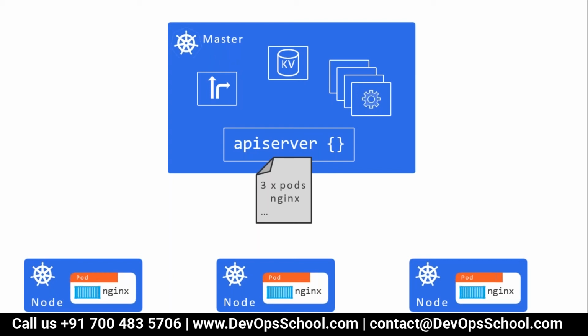Got it. How will this information get used? So let's say I have saved this information that I want 3 pods of Nginx. Now, what's the benefit of storing it? Where will it get used?